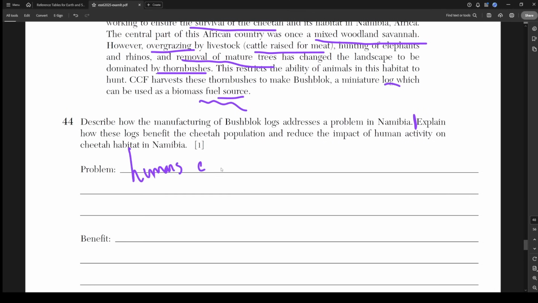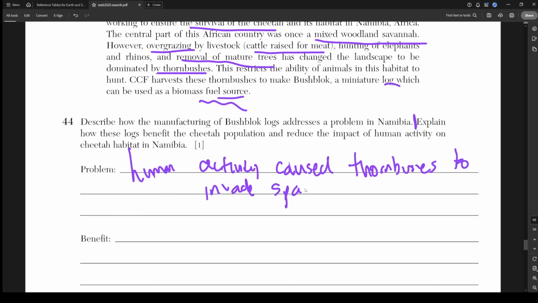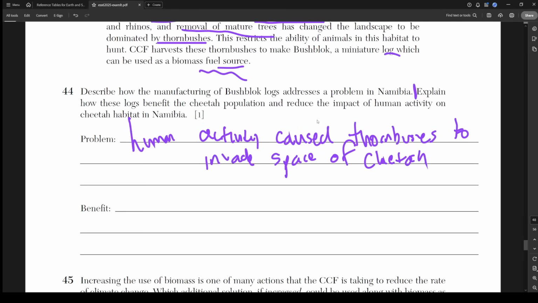We'll say human activity caused thorn bushes to invade the space of the cheetah. And how is this going to benefit? It clears the thorns for the cheetah to hunt.